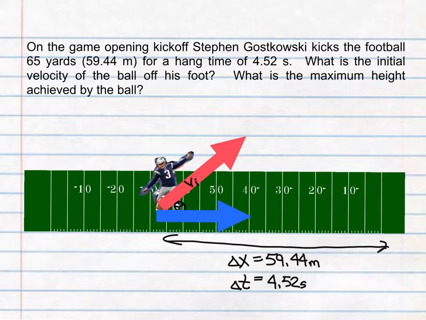Here's the horizontal velocity, or Vx. And here's the y velocity vector, or Vy. So the Vx vector plus the Vy vector will add together to figure out our true initial velocity and angle. So let's do it.